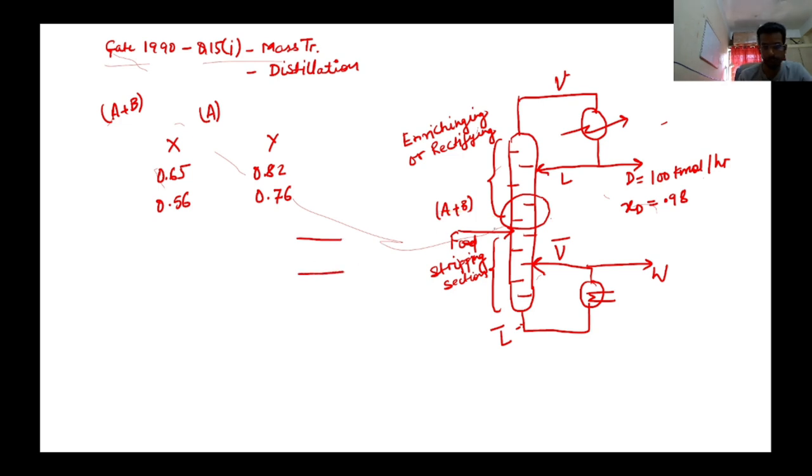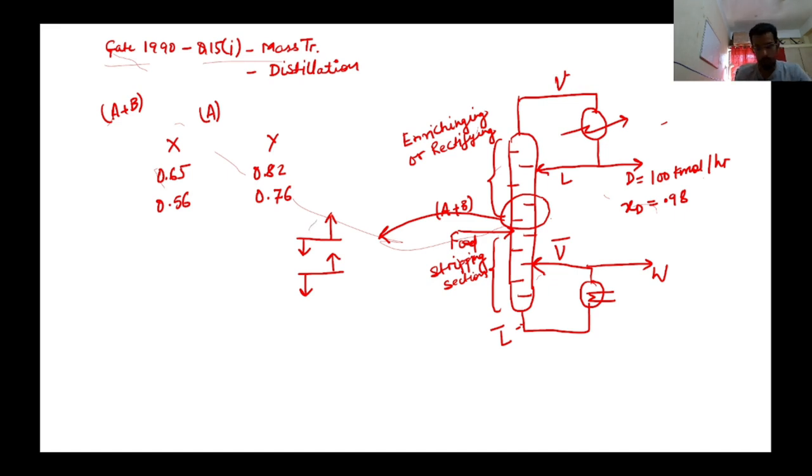Okay, if I zoom it, liquid will go down by itself by gravity, and vapor will go up because gas always goes up. And since we are giving heat in the distillation column, it automatically gets heated up and goes up. That is the tendency of gas. And liquid will go down by gravity.